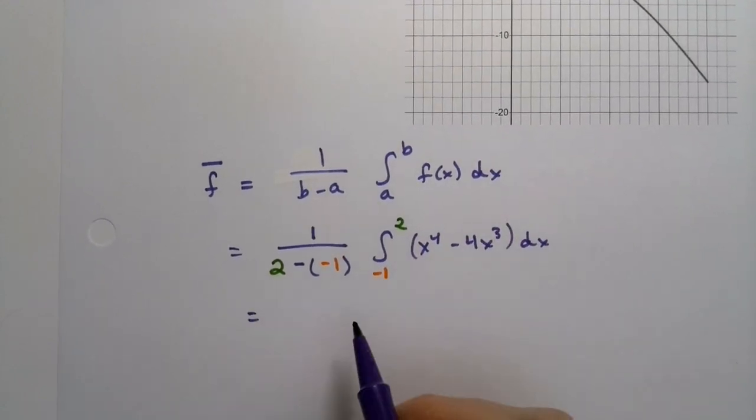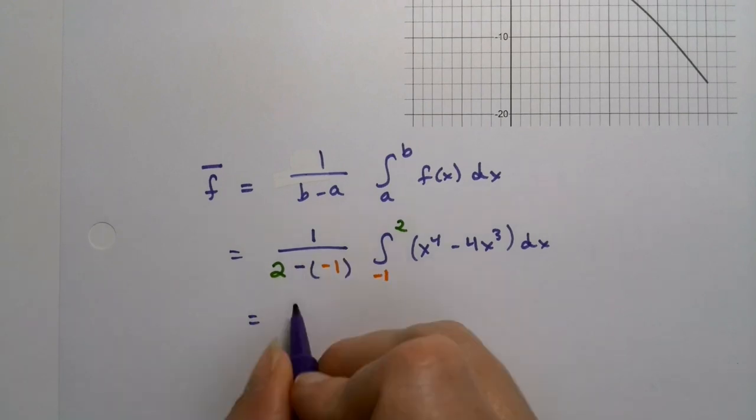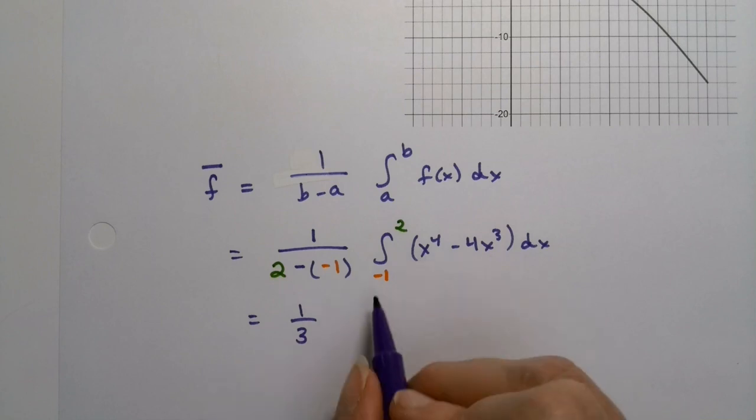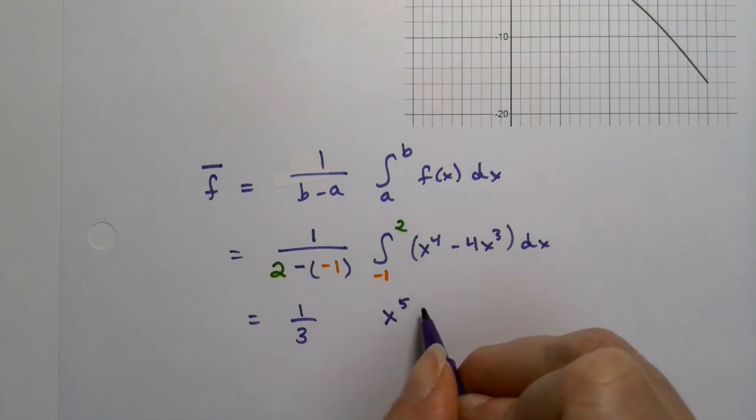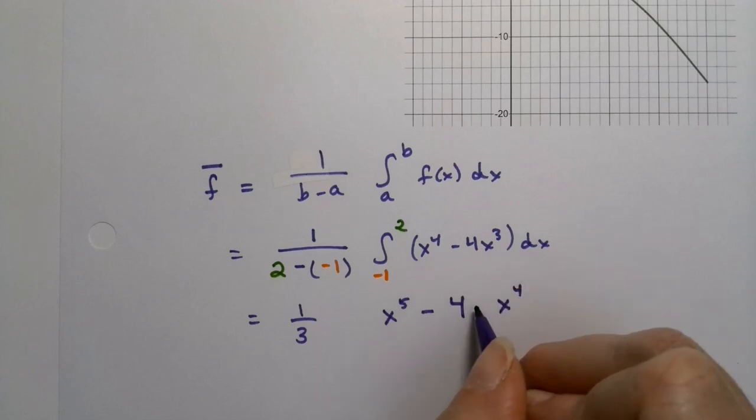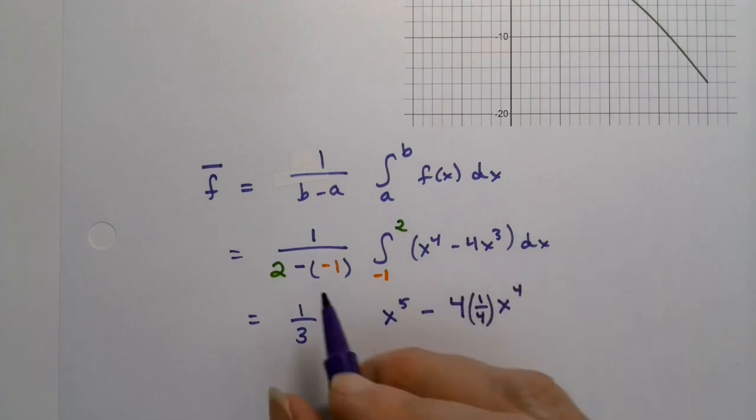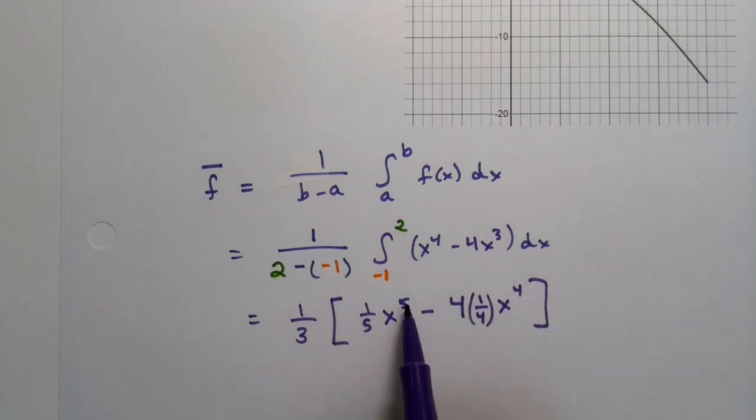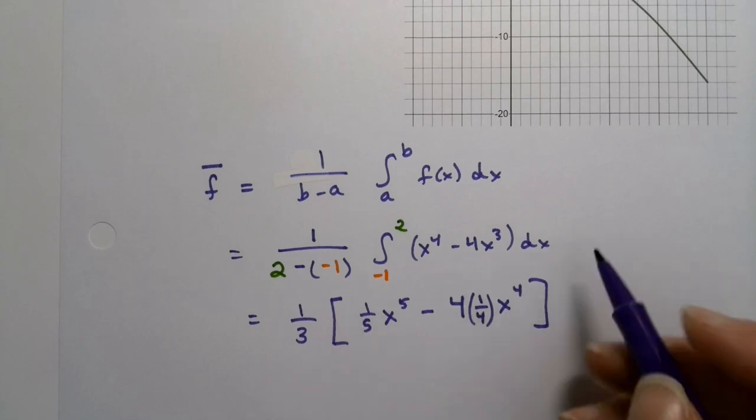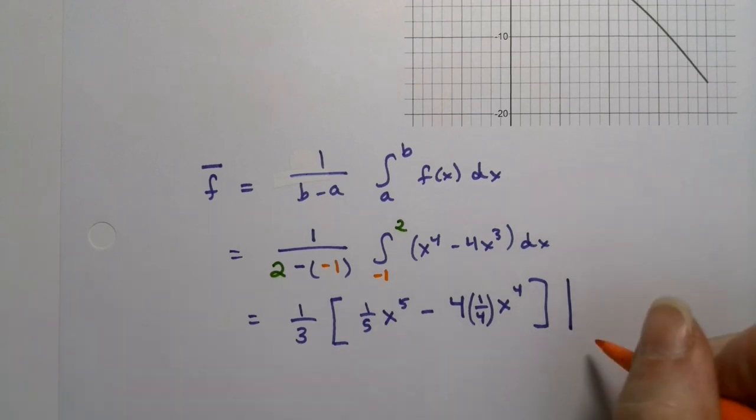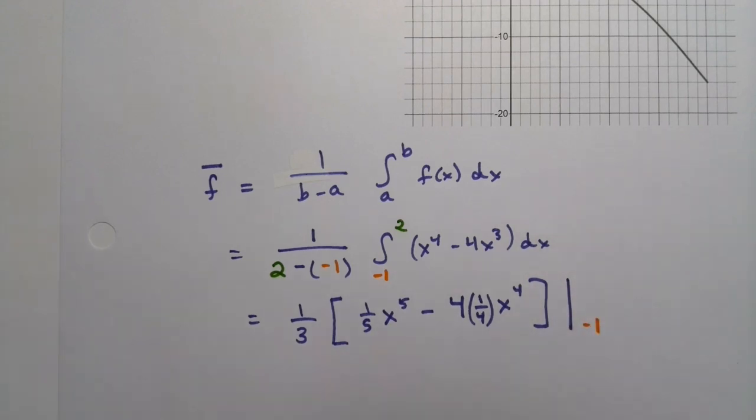So this is 1 over 3, because 2 minus -1 is 2 plus 1, which is 3. And then I'm going to take this integral. So x to the 5th minus 4, and that'll be x to the 4th times 1/4, and then 1/5 right here. We add 1 to the power, multiply by the reciprocal. And then I don't need a c, because this is a definite integral. I'm going to go from -1 to 2.